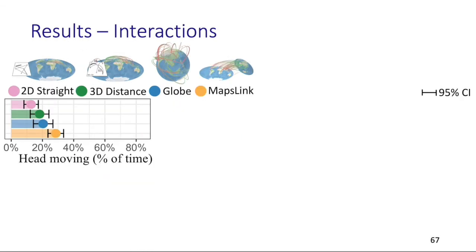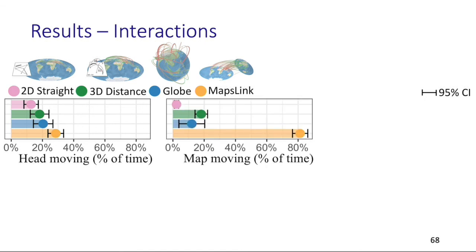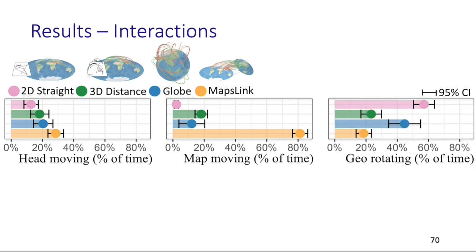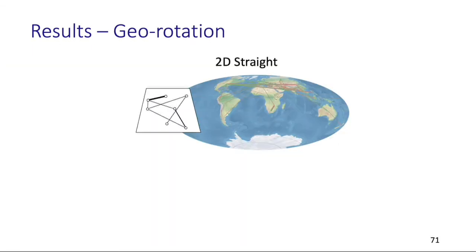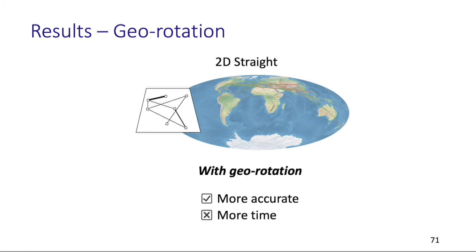We then look at the interactions. We can say the time of head moving is similar in all visualizations. When it comes to moving the map, we can say that people do not like to move 2D straight at all. As I said, people really love to move MapTrix in immersive environments. In this study, we have a new interaction, georotation. We can say participants like to rotate both the 2D straight and globe in immersive environments. We further investigate the possible benefits of georotation. We found that with georotation, 2D straight becomes more accurate, but it also takes more time.